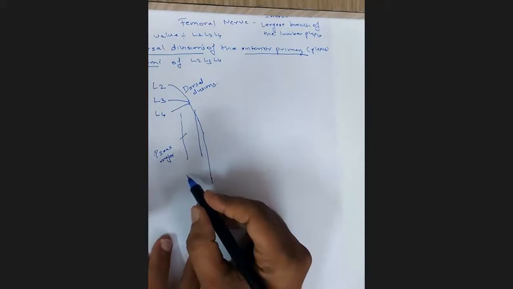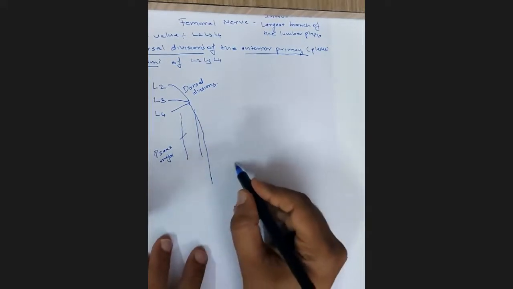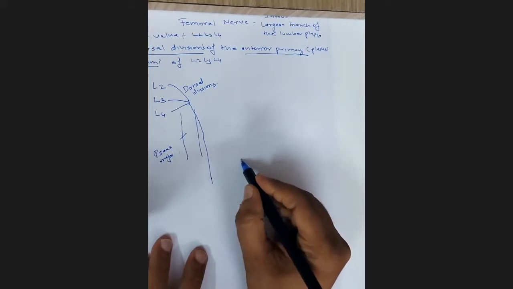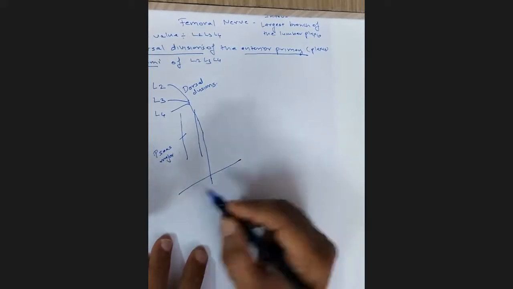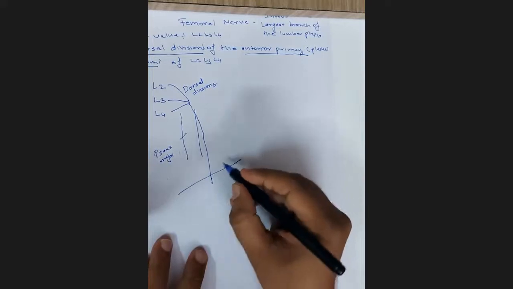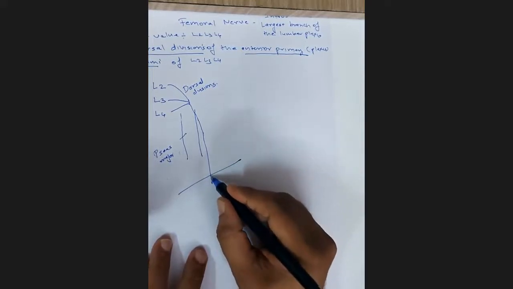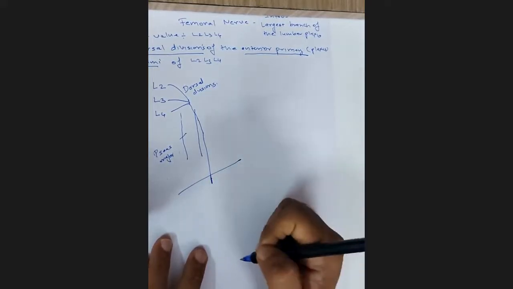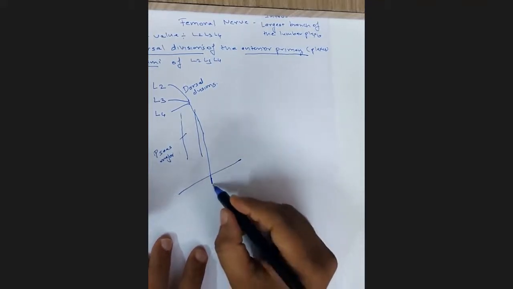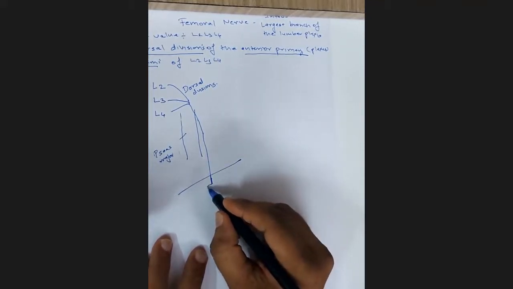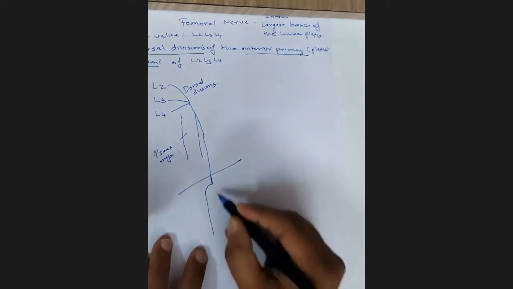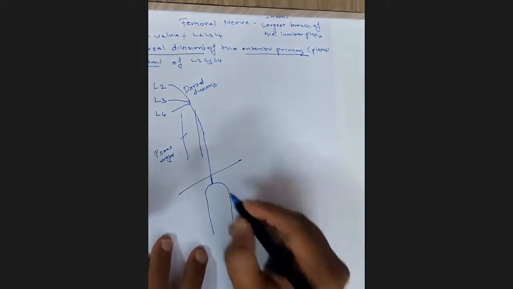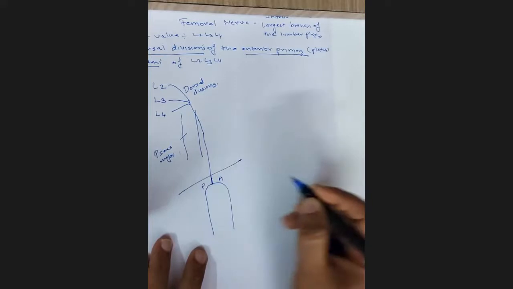So suppose this is the inguinal ligament from the anterior superior iliac spine to pubic symphysis. So it crosses the inguinal ligament and enters the femoral triangle. The moment it enters the femoral triangle, it divides into anterior and posterior branch. So this I am calling anterior and this I am calling posterior.